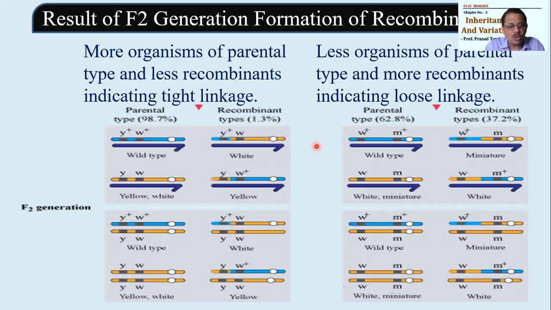Oppositely, if two genes of two different traits are away from each other on a single chromosome, the chance of crossing over and chiasmata formation is more. The chance of breaking the chromosome between these two genes is more. So the chance of recombinations is more, and frequency of parental characters is less, and it is called loose linkage. So that is what the experiment was, and it showed exactly the opposite result of Mendel's law of independent assortment.